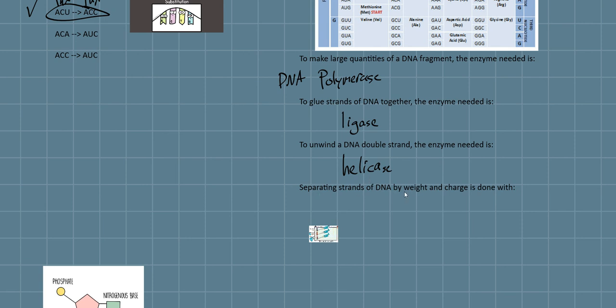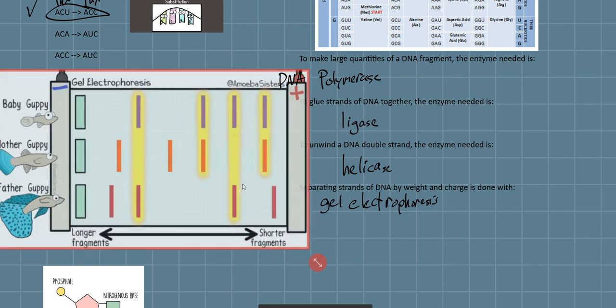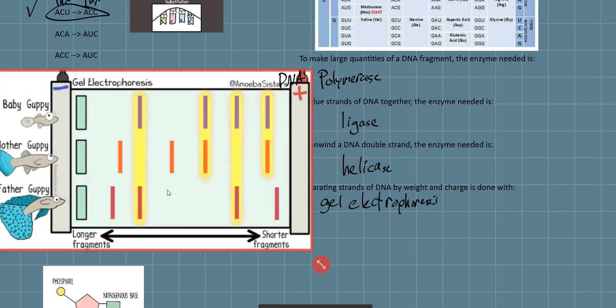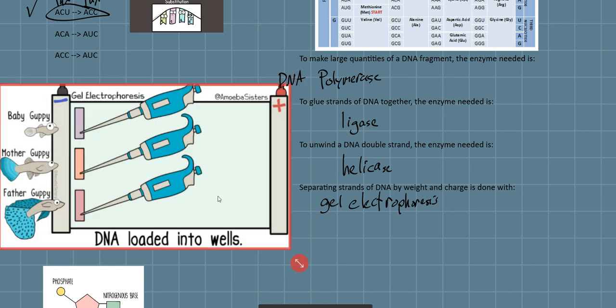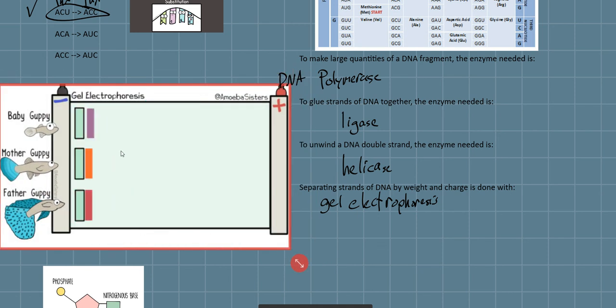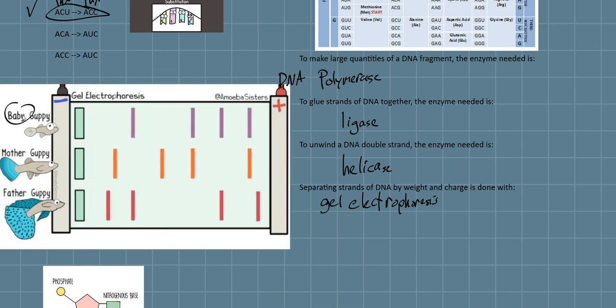Separating strands of DNA by their weight and charge. This is done with a process called gel electrophoresis. And so gel electrophoresis, I have a little animation to make bigger for you here. Gel electrophoresis is a good way to find out things like, does the DNA sample match the crime scene, or is this baby guppy really the offspring of that mom and that dad?